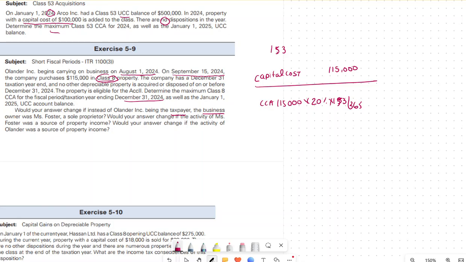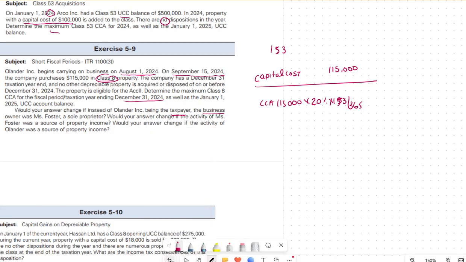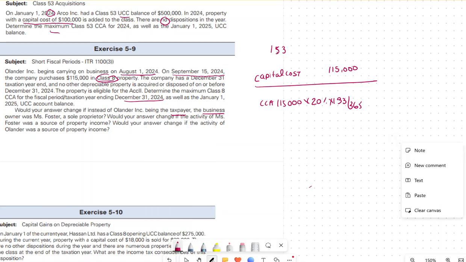So I'm just going to wait till my pen comes back. So 9,641. The internet is so slow in here. So that will be 96. I'm just going to do it here. 9,641. That's the CCA I would take.